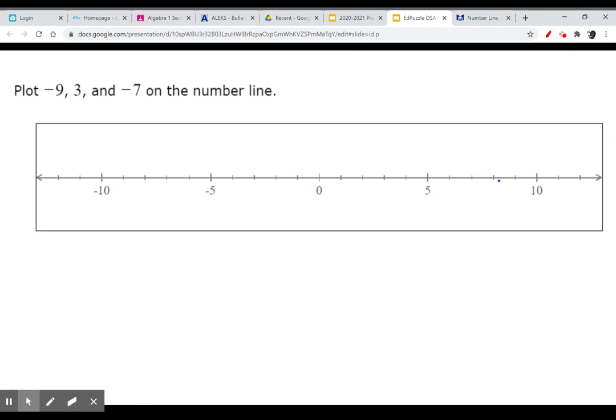Now, what I would like you to do here is take into account where each number is in relation to 0. Is it to the left of 0 because it's negative? Is it to the right of 0 because it's positive? And you're going to fill in where each of these values, -9, 3, and -7, is in relation to 0 on a number line.